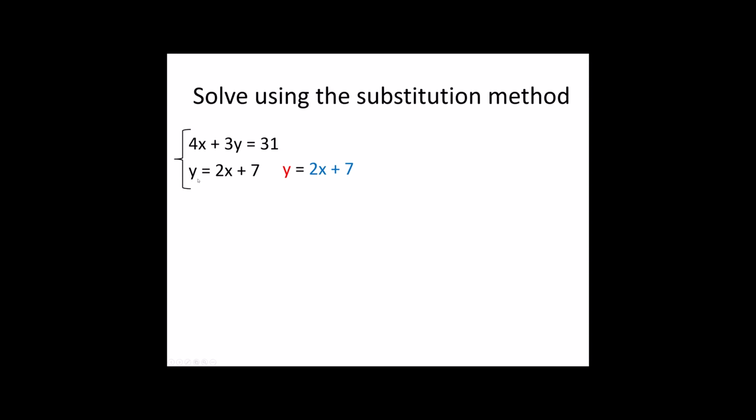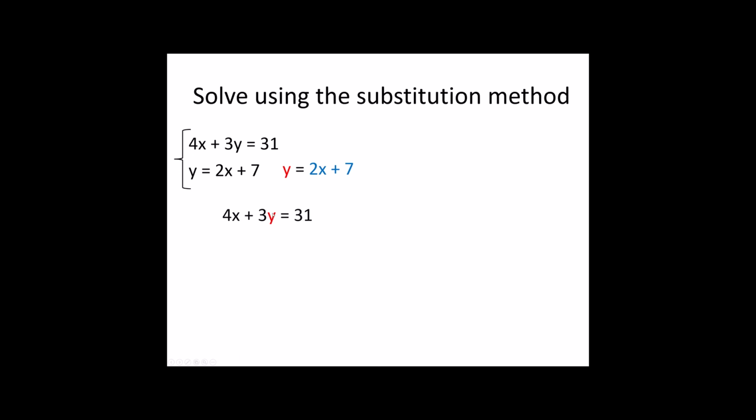Now, I prefer to think of it this way. If I have y equals 2x plus 7, it means that whatever value I have for y has the same value as 2x plus 7, or these two are the same thing, meaning anywhere I see a y, I can replace it with a 2x plus 7 without changing the value of the solution. So I'm going to take this first equation, the 4x plus 3y equals 31, and I'm going to look for where that y is. Notice that y can be replaced with 2x plus 7 at any point in time.